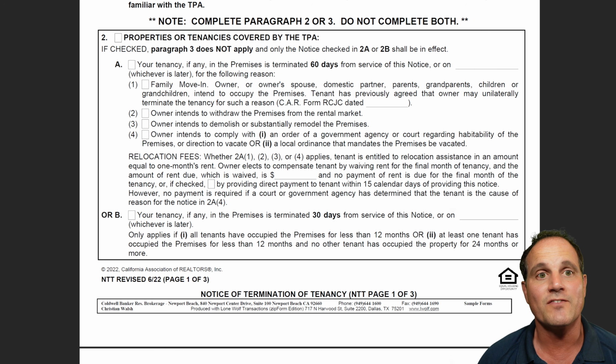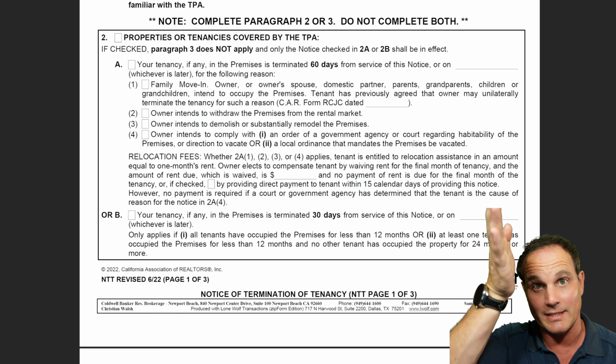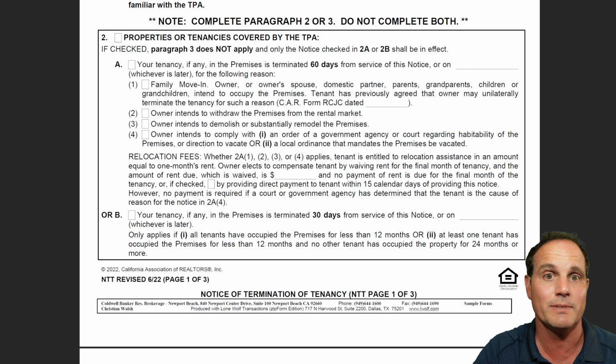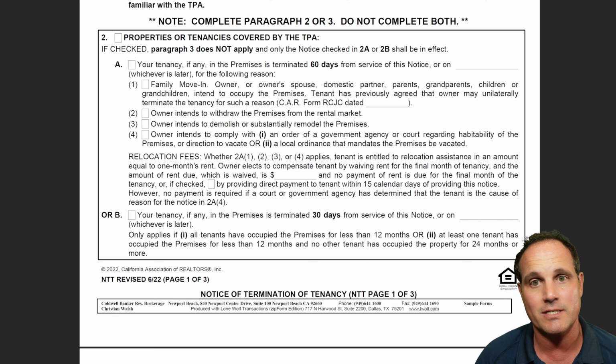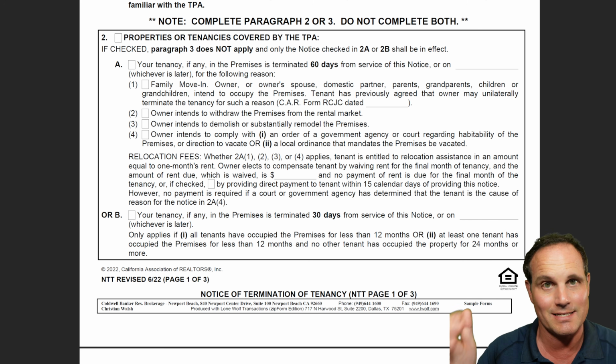So reason number 1 is family move-ins. The owner or the owner's spouse or domestic partner or child or grandchild or parent or grandparent, that straight line, they are going to move into the property. It also requires that certain language was given to the tenant, and it could have been in the lease or it could be on the form they mention here, the RCJC form. And we've talked about this form in other videos, and it is vitally important. That's the AB 1482 disclosure.